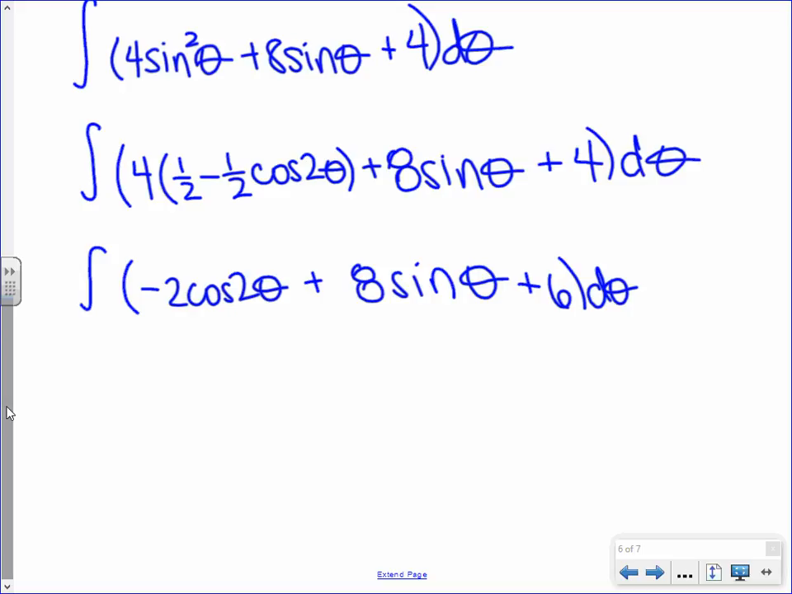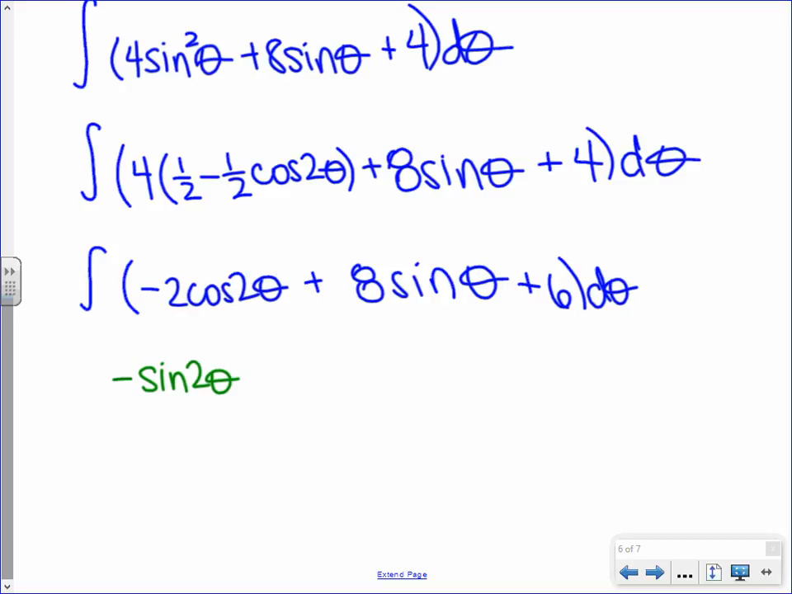John, antiderivative of negative 2 cosine of 2 theta. Negative 2 sine theta? Or negative 2 sine 2 theta? Okay, yeah. Do you agree with them or no? Yes. Okay. So negative sine 2 theta.